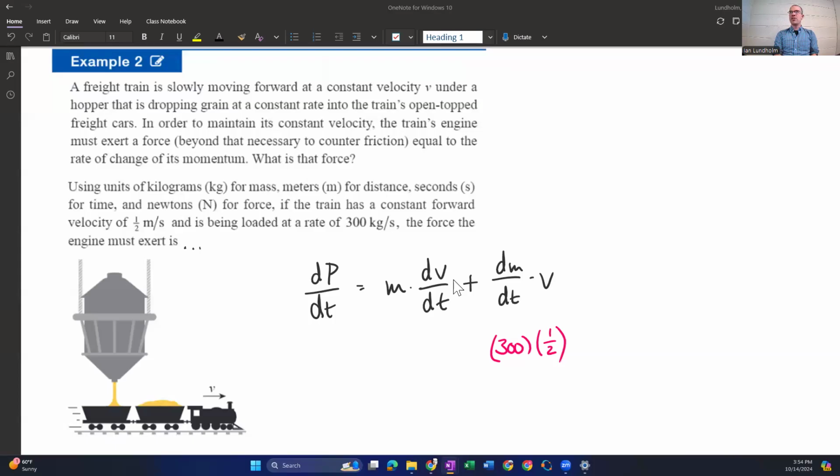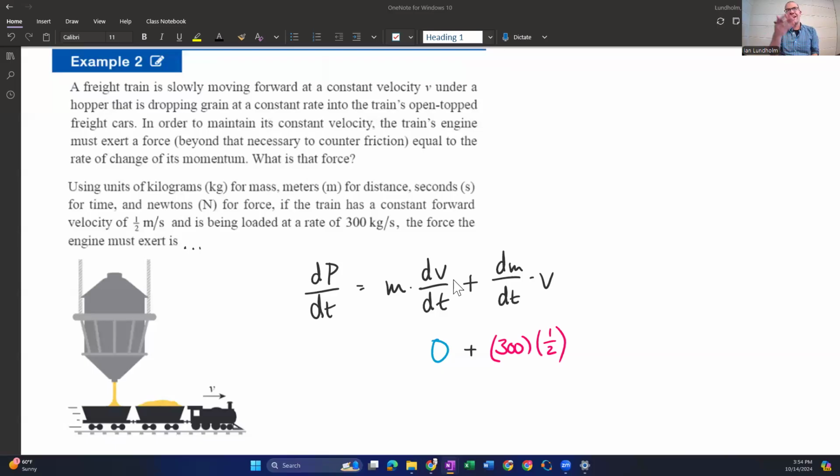What's the rate of change of velocity? So what's the acceleration? Well, we're moving at a constant velocity. So in this case, acceleration, that's normally factoring in there. This one's actually 0. And the mass of the train doesn't matter at all, because the acceleration is equal to 0.